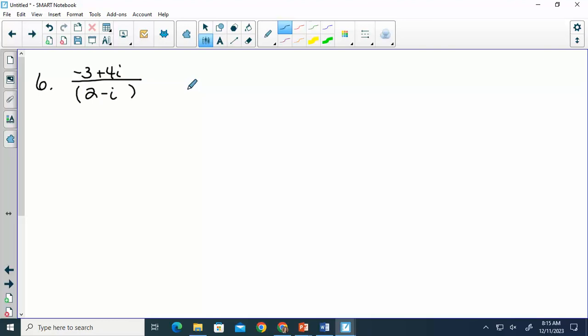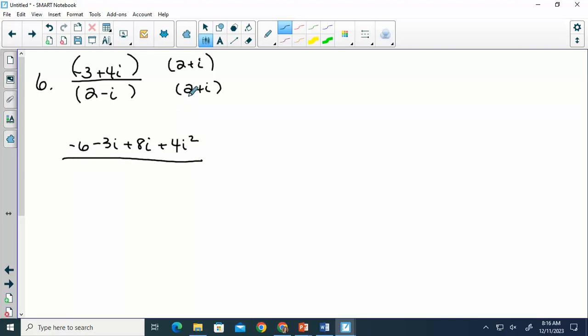Yes, the conjugate. I almost want to say opposite reciprocal, even though that'd be like a fraction. No, it's the opposite. Okay. So we have to FOIL. So we get negative 6 minus 3i plus 8i plus 4i squared. Denominator we get 4 plus 2i and minus 2i, drop, minus i squared.